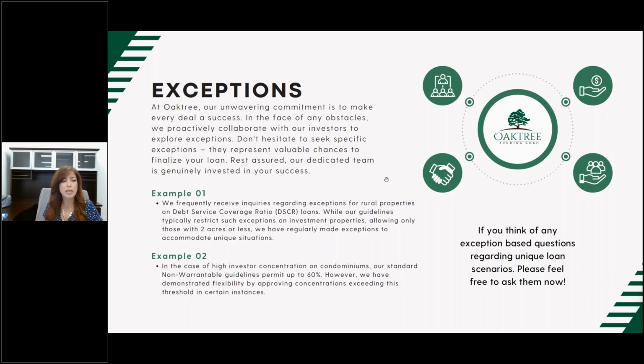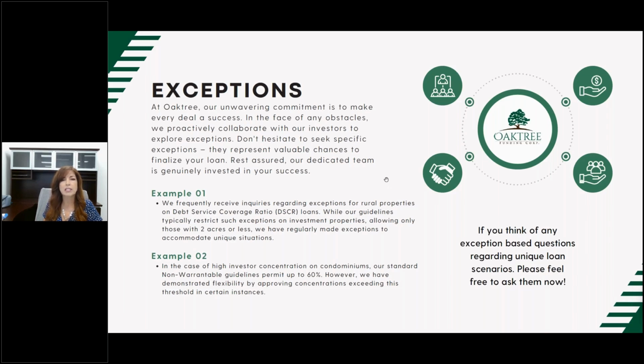Another exception that we allowed is on our DSCR properties. I know our guidelines say the max is 2 acres. We have made exceptions for more than 2 acres, actually up to 20 acres, on a DSCR loan. And again, it's just got to make sense. The property's got to support it. We need to make sure that if it's acreage, it's not a commercial farm. It's not being used for commercial purposes. It's a residential purpose. But we want to look at loans and do make-sense loans, and so even if they're slightly outside the box, we'll take a look at it.